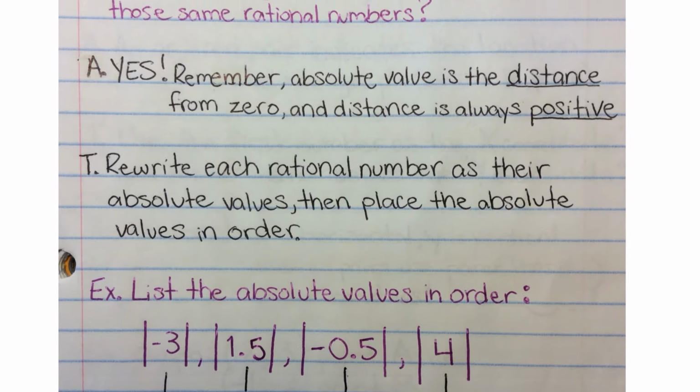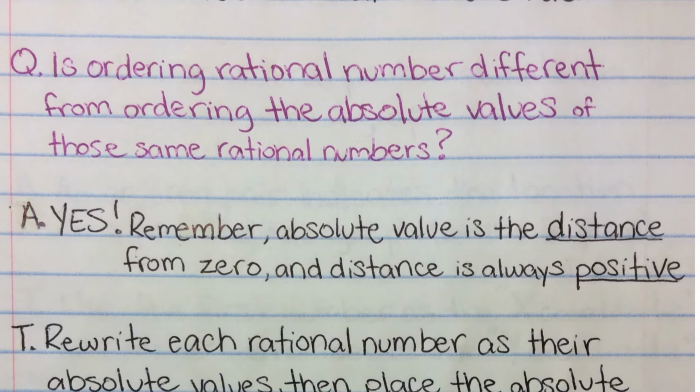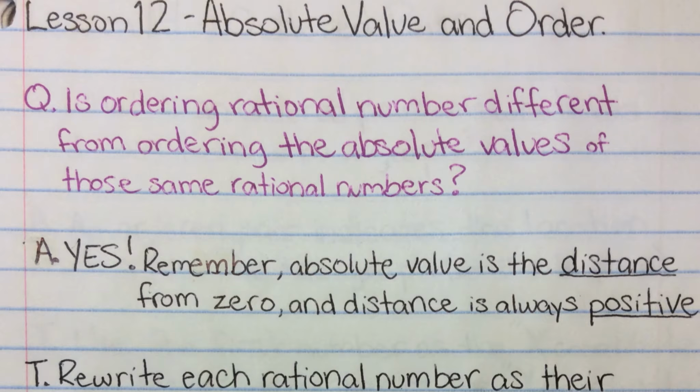Okay, so the question for lesson 12 that hopefully we'll be able to answer by the end is this. Question: is ordering rational numbers different from ordering the absolute value of those same rational numbers? Now, it's kind of hard to wrap our heads around, but let's say we have a list of rational numbers.